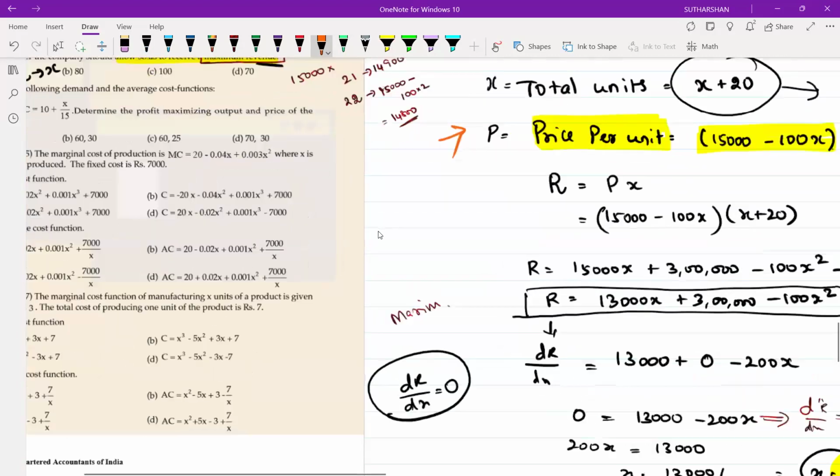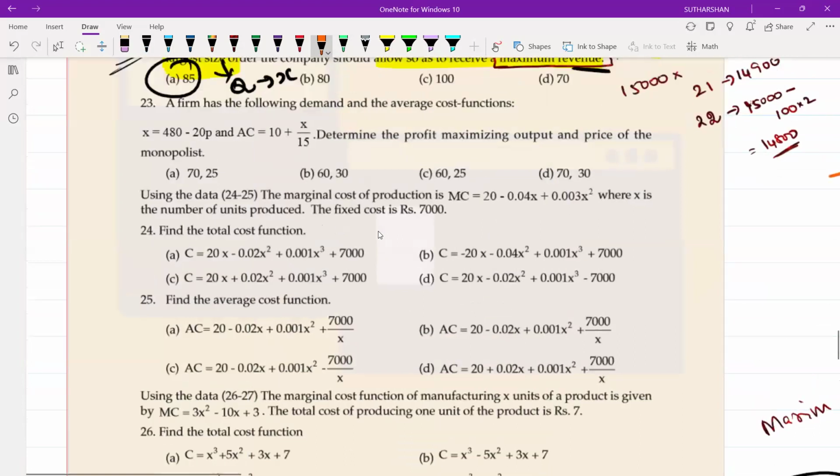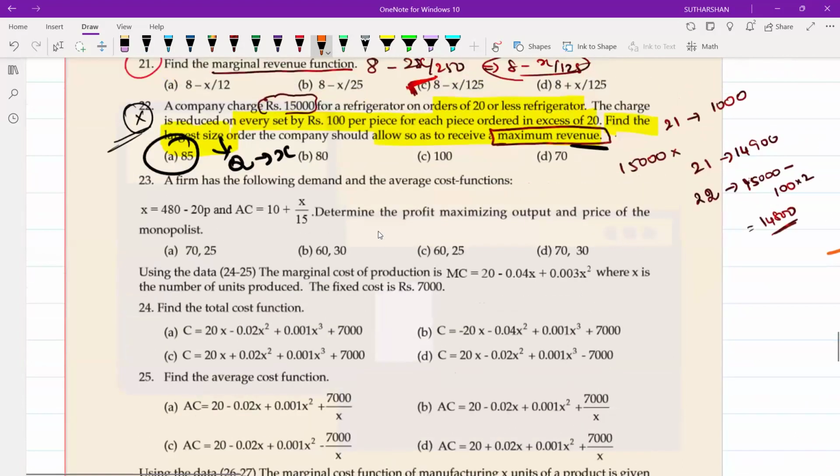Yes, sir. 23, what have they given? Read that question. A firm has the following demand and average cost function. X is equal to 480 minus 20p and average cost is equal to 10 plus x by 15. Determine the profit maximizing output and price of the monopolistic firm.